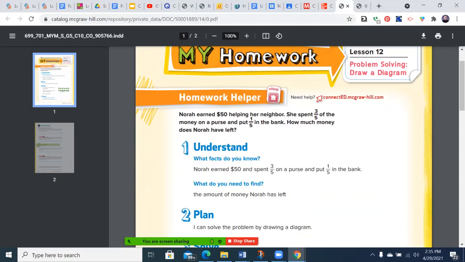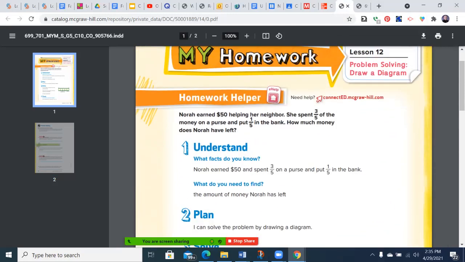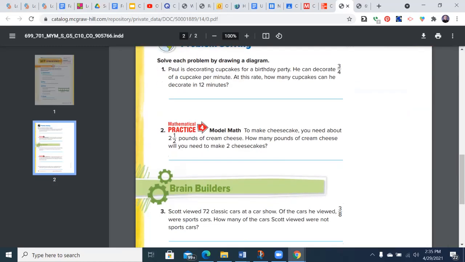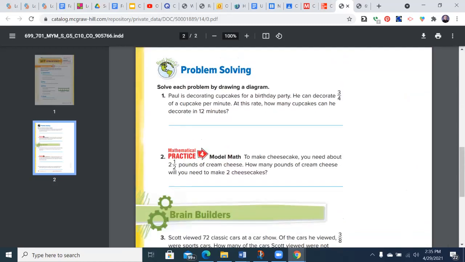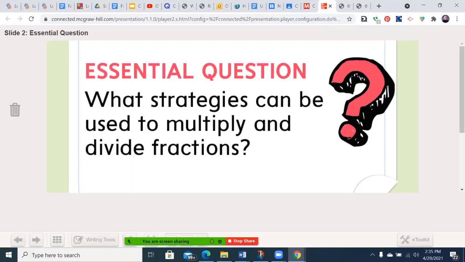Let's look at what today's will entail. Today is a problem-solving investigation where we understand, plan, solve, and check, where we're going to draw a diagram. And for many of the examples, it'll be a bar diagram. And you'll see the problems that we're going to do. The essential question in Chapter 10: what strategies can be used to multiply and divide fractions?